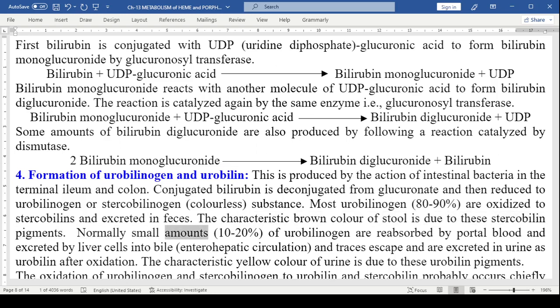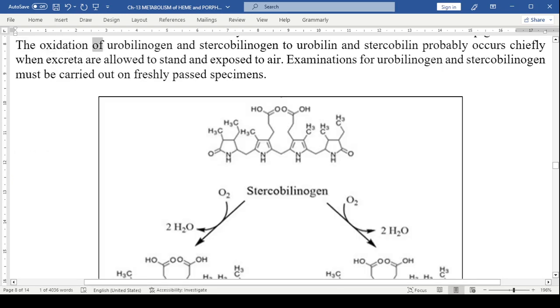Normally small amounts, 10 to 20%, of urobilinogen are reabsorbed by portal blood and excreted by liver cells into bile, the enterohepatic circulation, and traces escape and are excreted in urine as urobilin after oxidation. The characteristic yellow color of urine is due to these urobilin pigments. The oxidation of urobilinogen and stercobilinogen to urobilin and stercobilin probably occurs chiefly when excreta are allowed to stand and are exposed to air. Examinations for urobilinogen and stercobilinogen must be carried out on freshly passed specimens.